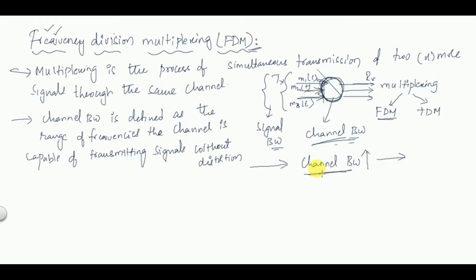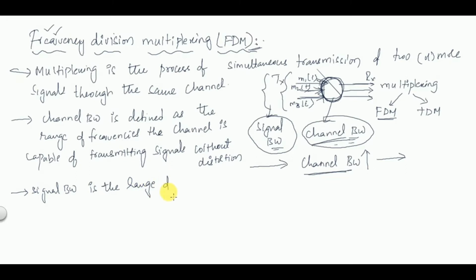So the frequency division multiplexing depends on two terms. One is signal bandwidth and second is channel bandwidth. Okay, signal bandwidth, we know that signal bandwidth is the range of frequencies occupied by the signal.